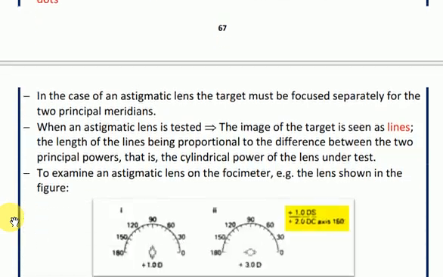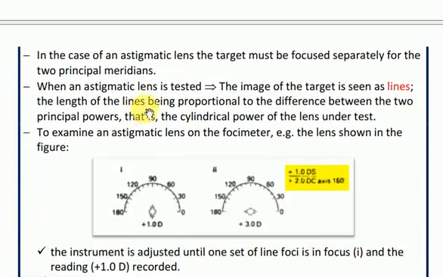While in the case of astigmatic lenses, the target must be focused separately for the two principal meridians. When an astigmatic lens is tested, the image of the target is seen as lines. As you can see, these are the lines. The length of the lines is proportional to the difference between the two principal powers, that is the cylindrical power of the lens under test.